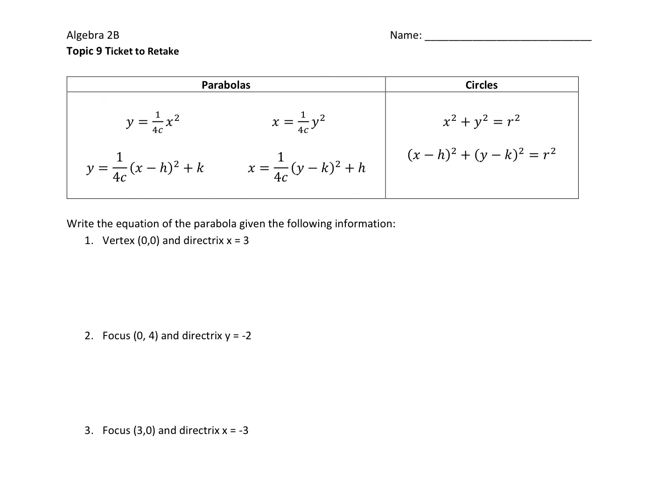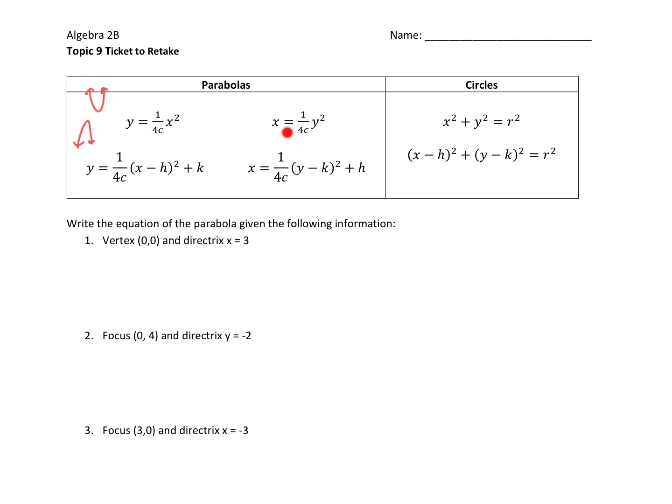Couple things to note. If the parabola has the equation y equals 1 over 4c x squared, it's going to open up or down. So any y equals parabola will open up, or it could open down. Now, if this 1 over 4c is positive, it's going to open up. If this is negative, it's going to open down.